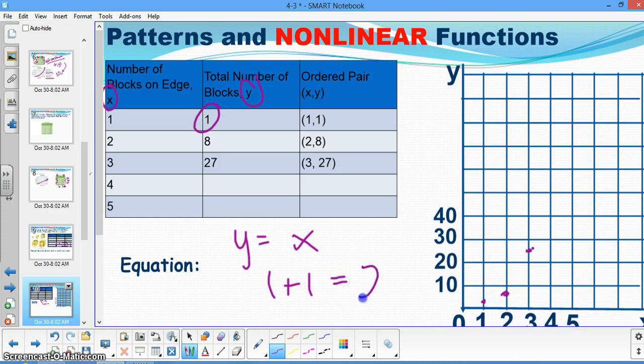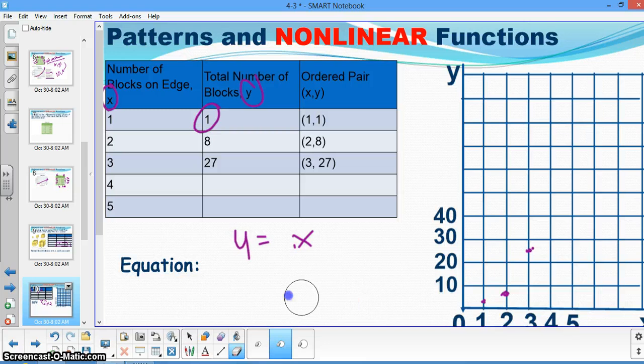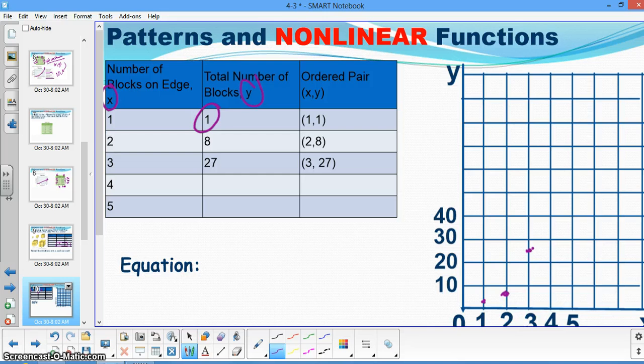1 plus 1 gives me 2. Oh, that doesn't work. Don't want that one. So I need to think more abstract to get this answer. If I notice, it's curving some, so it's probably not linear. And how can I get from 3 to 27, 2 to 8, and 1 to 1?